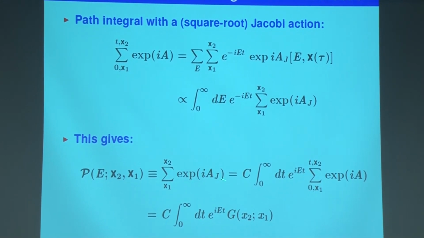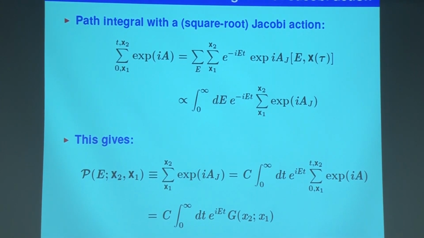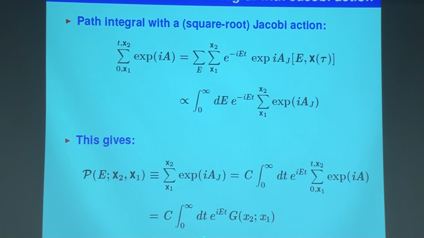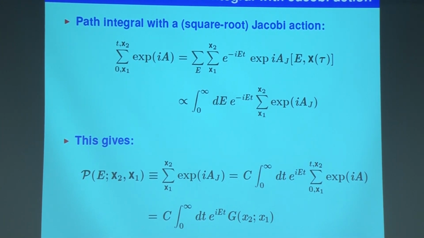But that is exactly what is given by the Jacobi action, because Jacobi action gives you paths with a fixed energy. So, if you just write down this, that should be equal to this, and this in turn is going to be equal to this, so you just do a Fourier transform. Okay? So I just went through the mathematics to tell you that this is how it comes about.